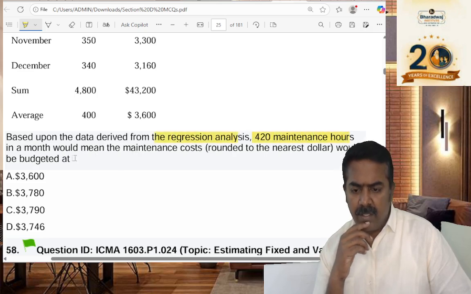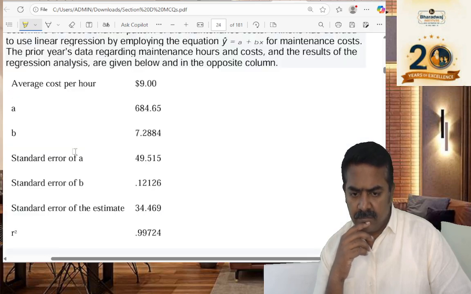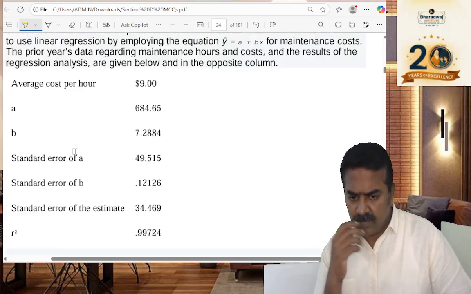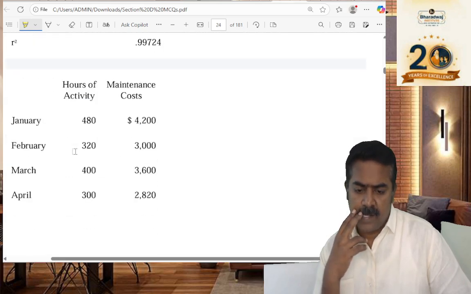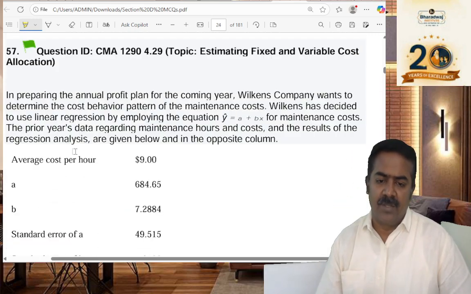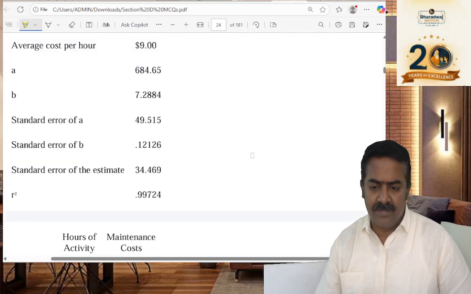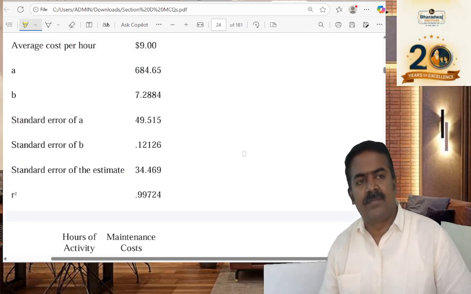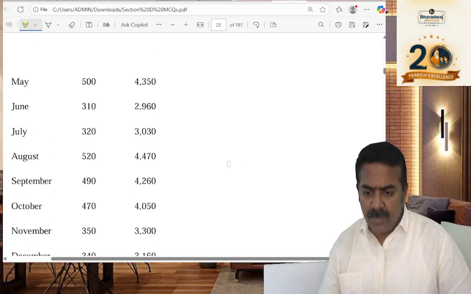For 20 maintenance hours, what will be the maintenance cost in K2? Go through the handout and try. For 20 maintenance hours.